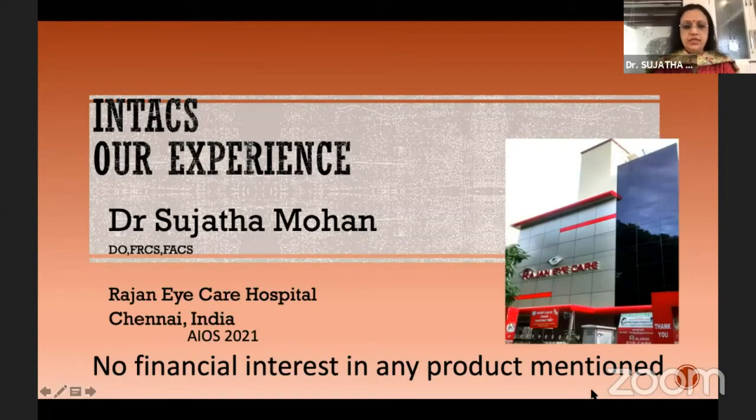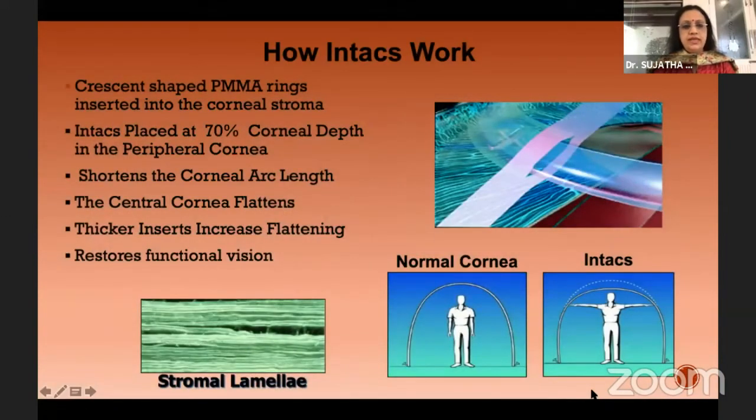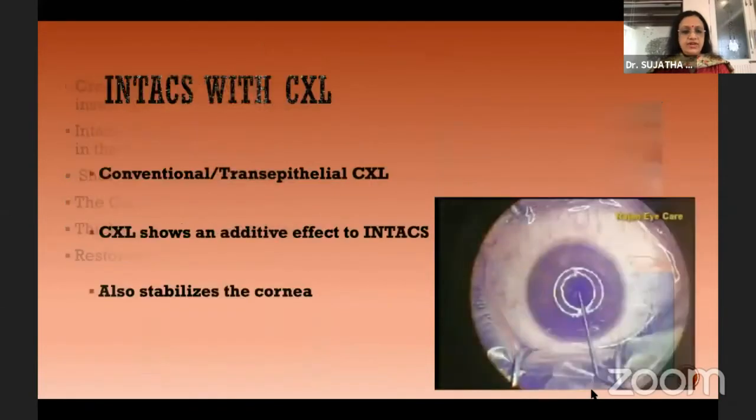So this is a small presentation of Intacs, our experience. So how do Intacs work? It's a crescent-shaped PMMA ring, which is inserted in the corneal stroma at the depth of about 70%. And it shortens the corneal arc length, as you can see in the picture. And the central cornea flattens. And not only that, the asymmetry in the cornea is also reduced. And thicker inserts give increased flattening.